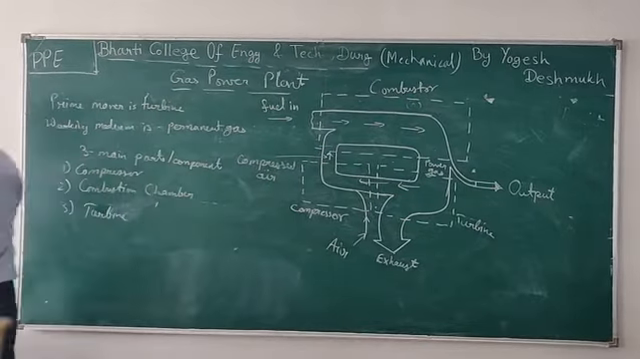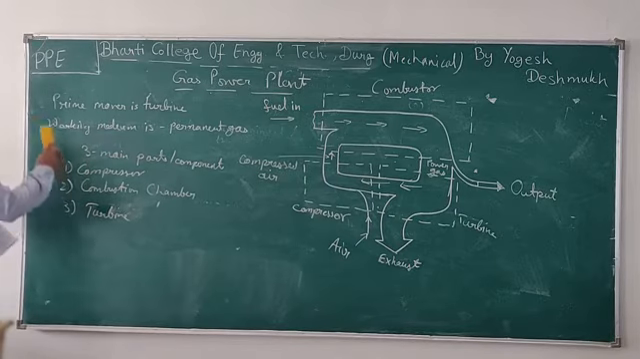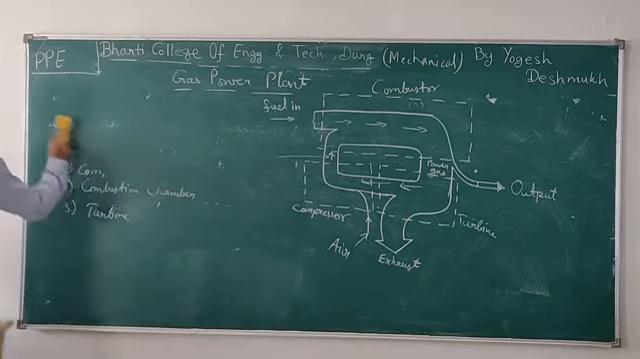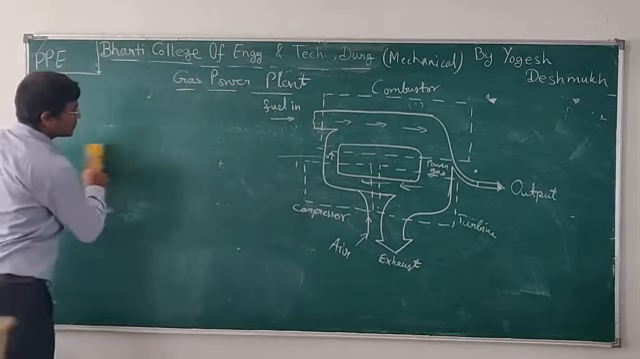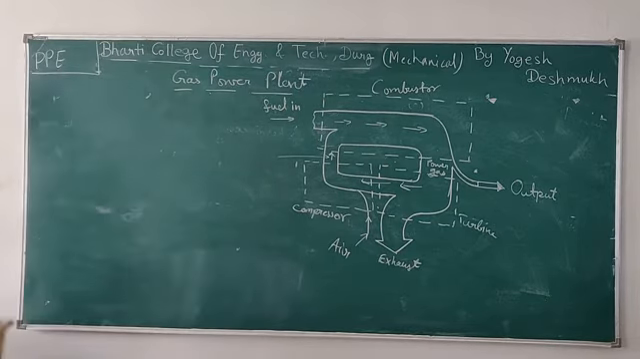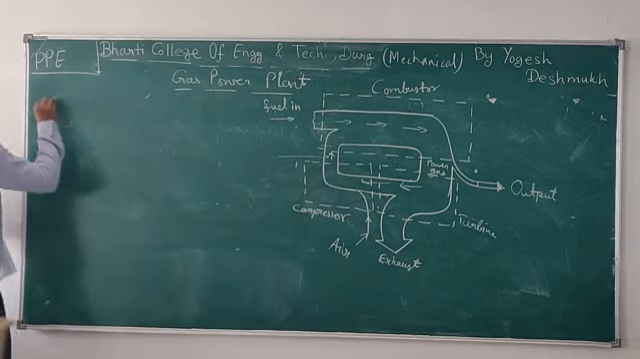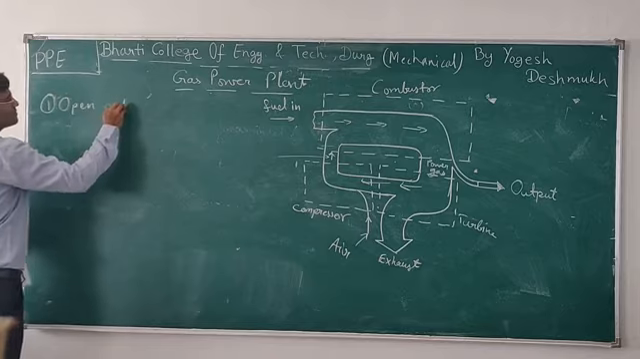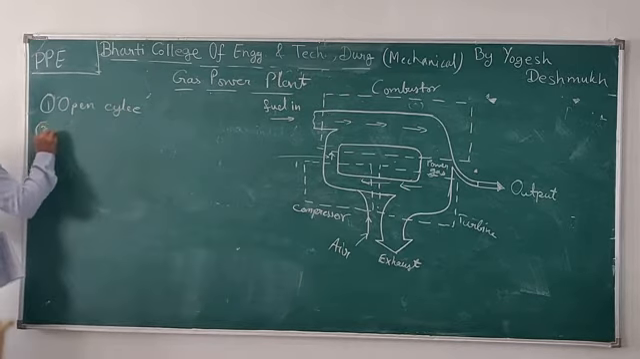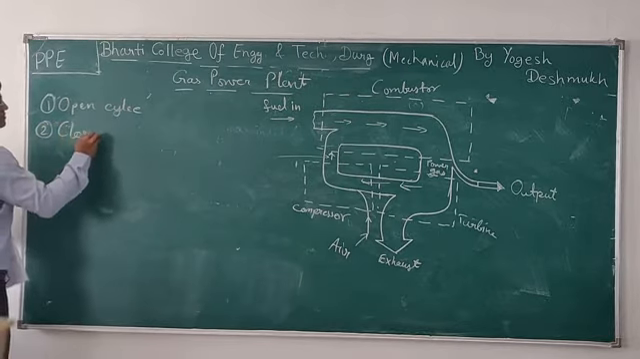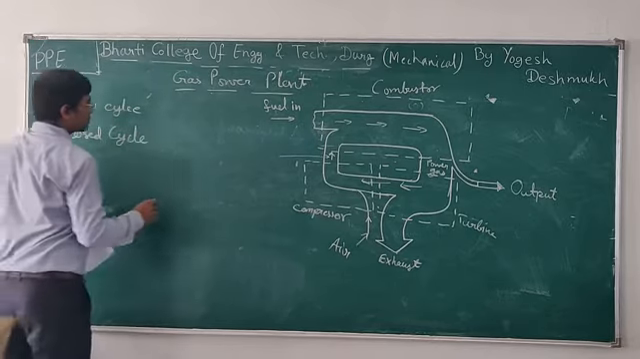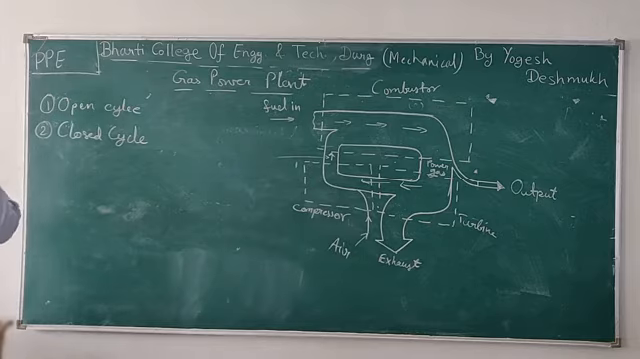Now, classification of gas power plants. There are two types of classification of gas power plant: one is open cycle and another is closed cycle. We will learn it by drawing the diagrams.